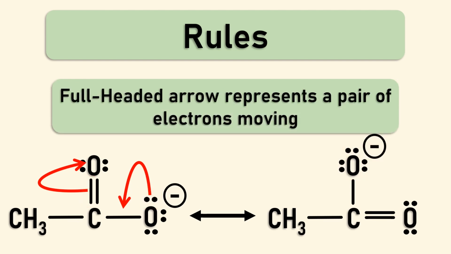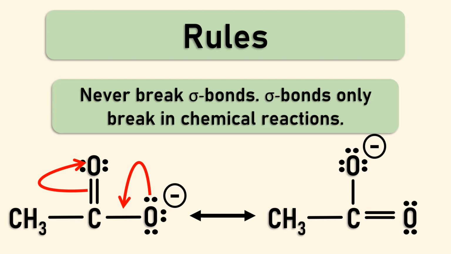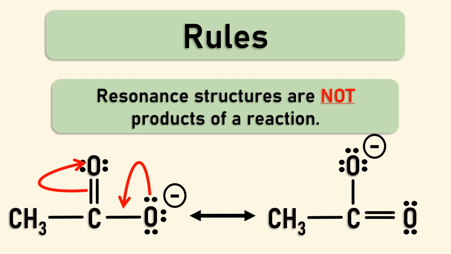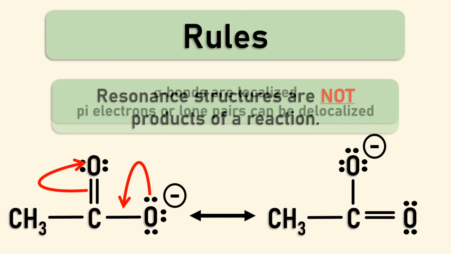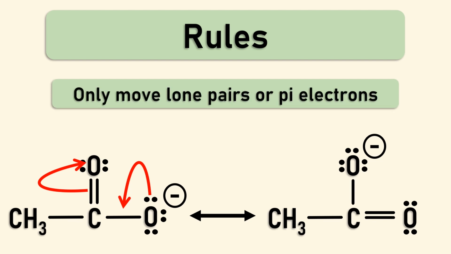Next, a full-headed arrow represents a pair of electrons moving. Finally, never break sigma bonds. Sigma bonds only break in chemical reactions. Resonance structures are not products of a reaction. Sigma bonds are localized, while the pi electrons or lone pairs of electrons can be delocalized, which is what we are showing in resonance structures. You can only move lone pairs or pi electrons. Now, let's do some examples.